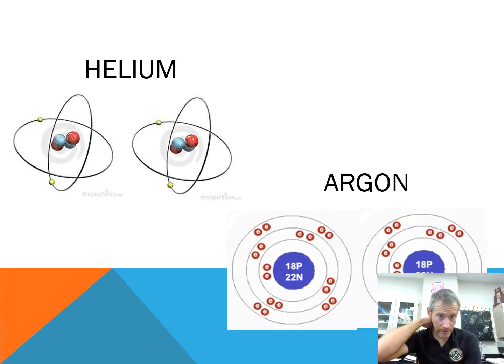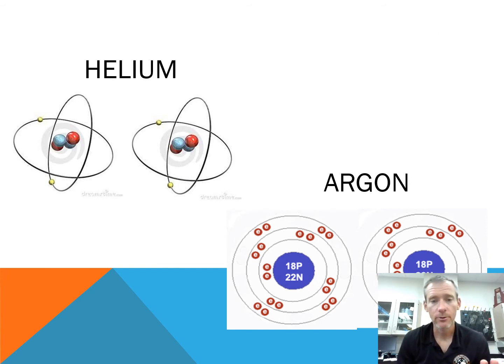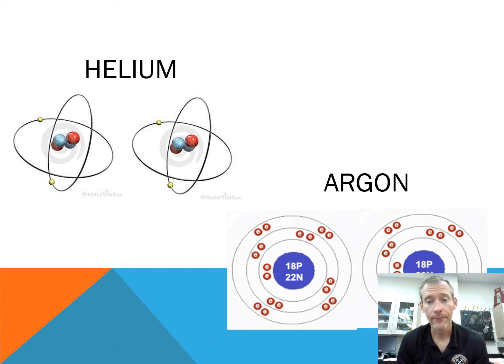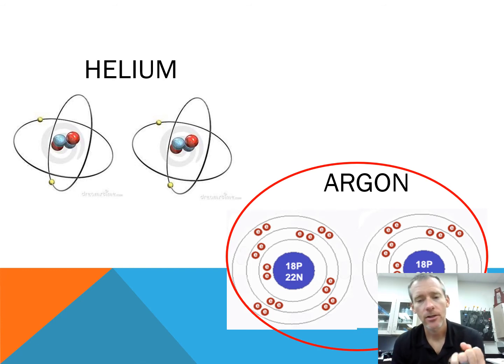So you look at helium and argon. Which one is going to have a stronger van der Waals force? More electrons, more protons. Okay, which one has a higher melting point? Argon is going to have a stronger VDW force because it has more electrons, where helium only has 2, argon has 18.